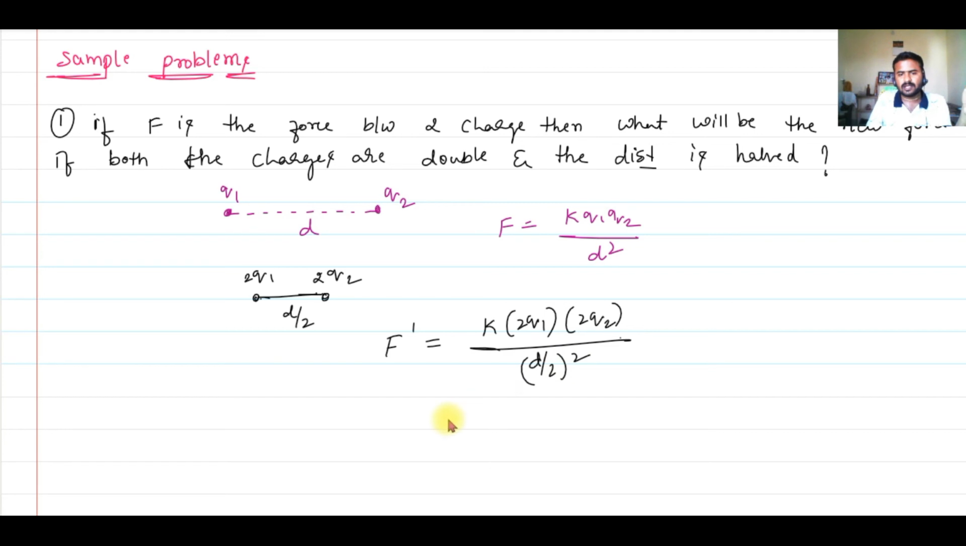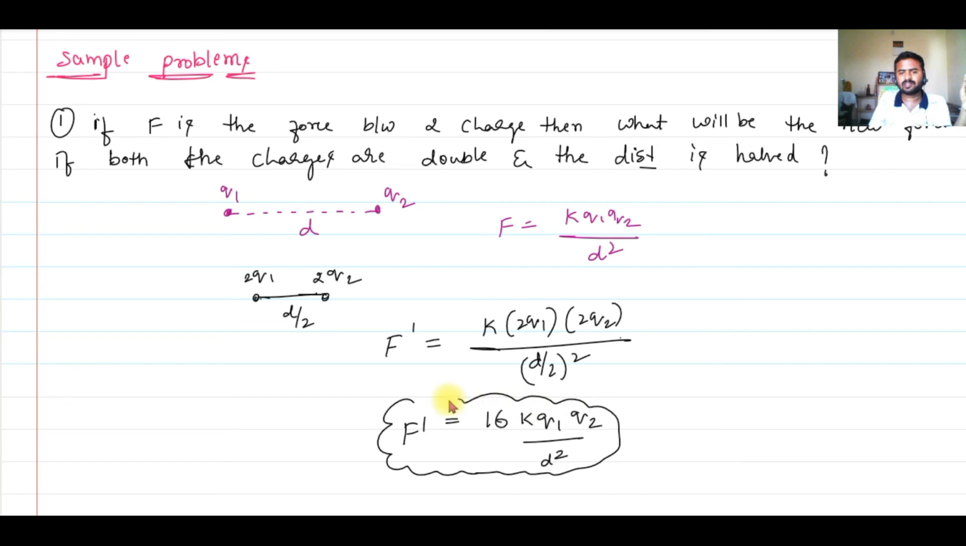And that will turn out to be how much? In the numerator 2 2s are 4, and in the denominator you have d by 2 the whole square, which will be d square by 4. So this 4 will go to the numerator. Already there is a 4 in the numerator, so it will become 16k q1 q2 divided by d square. This is your F dash. So the new force will become 16 times the initial force, because the initial force is k q1 q2 by d square.